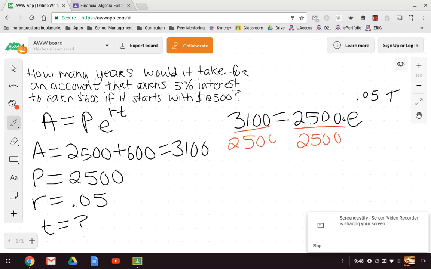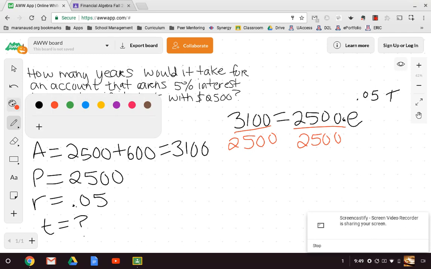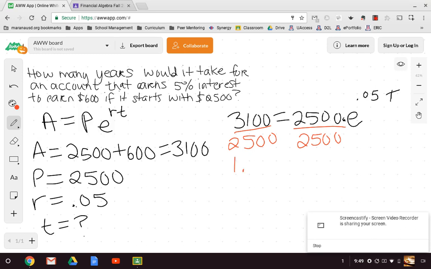So if you're a person who likes steps and likes to write their steps down in your notes, you can write step one, you're going to divide by P. And notice that's the same step as step one for when we solve for r, the rate. So when I do that, I actually get 1.24 when I do my division there. So 1.24 is equal to, now the 2,500s are gone, and I still have an e and the 0.05t.